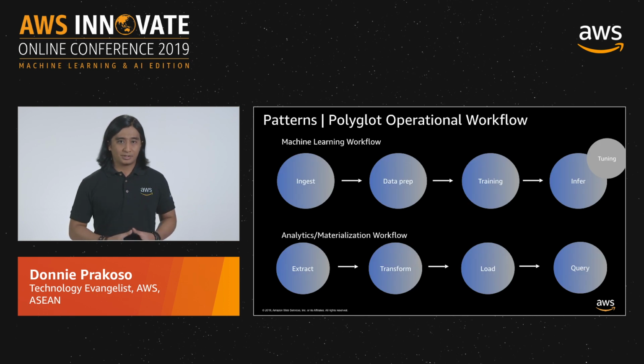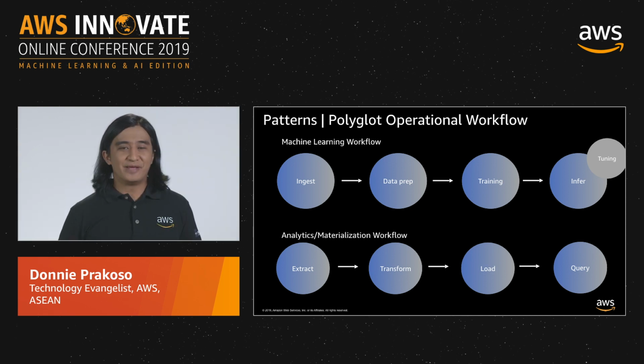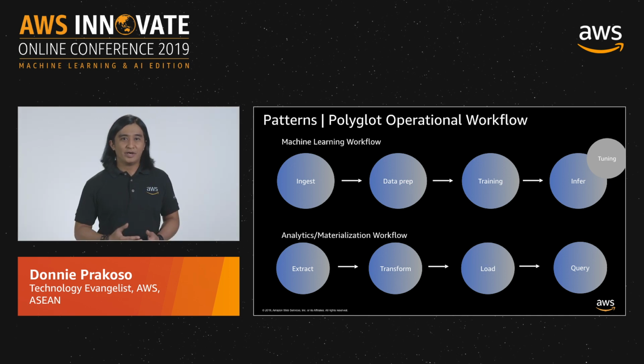For both analytics and machine learning workflows, you might encounter something similar to these two workflows. In a machine learning workflow, we first need to ingest the data, then prepare the data to be processed, followed by training the model, and the last part is doing inference through an endpoint and also tuning. In an analytics workflow, we need to extract the data, transform it to suit our needs, then load it and do the query. As you can see, a workflow consists of a few parts, and it is highly encouraged to decouple these components in order to make it easier to scale and manage.